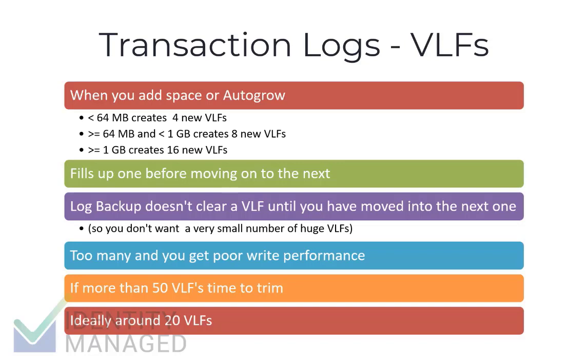So if I have a small number of huge virtual log files and I do my log backup, my transaction log might still seem like it's got a lot of stuff in there. And I'll be going, wait a second, David said that the log backup truncates the transaction log. But he's a liar because I still have tons of space being used there. Not so. It may be an issue with virtual log files, that you may have too few. But again, put in too many and you get poor write performance. So again, the ideal is between 20 and 50. When you get to 50, you definitely should trim it back.